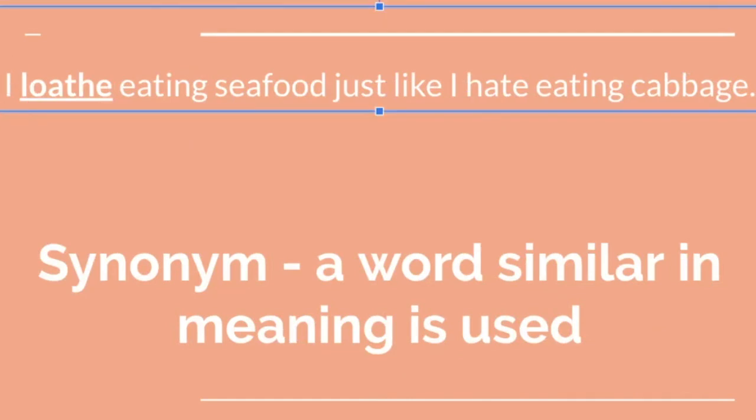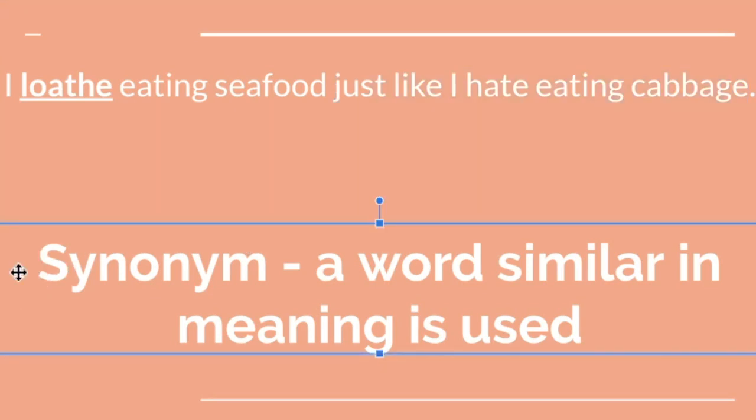I loathe eating seafood, just like I hate eating cabbage. Loathe is our unknown word. And if I read on in the sentence, it says, just like I hate eating cabbage. So if something is just like it, it's the same. So I hate eating cabbage. So that means that loathe means hate also. This is an example of a synonym clue where a word similar in meaning is used.